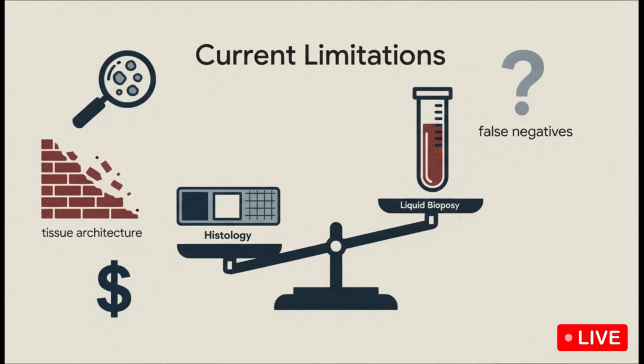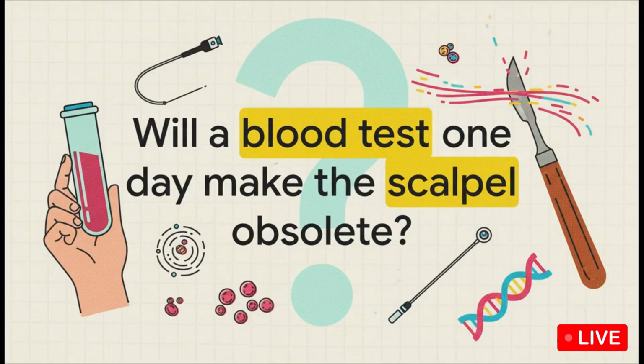Okay, but let's pump the brakes a little. It's really important to know we are not quite there yet. The tech can still miss tumors that don't shed a lot of DNA into the blood, which means you could get a false negative. It's expensive, complex, and, this is a huge one, it tells you nothing about the tissue architecture. All that crucial info about how the cells are arranged is completely lost. So for now, it's a tool that complements traditional biopsies. It doesn't replace them.